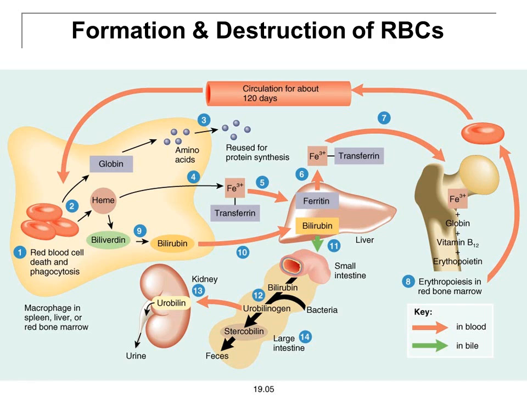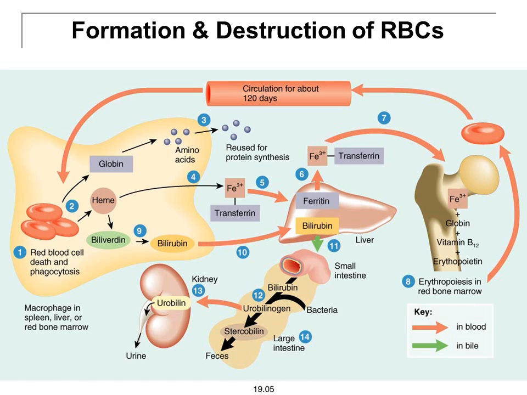The second part of the hemoglobin is the heme, and this heme will also undergo two processes. Firstly, the heme will be broken down into iron, Fe3+, and biliverdin. So the iron will be acted upon by transferrin. This transferrin will transfer the iron into the liver, and they will use it to form ferritin.